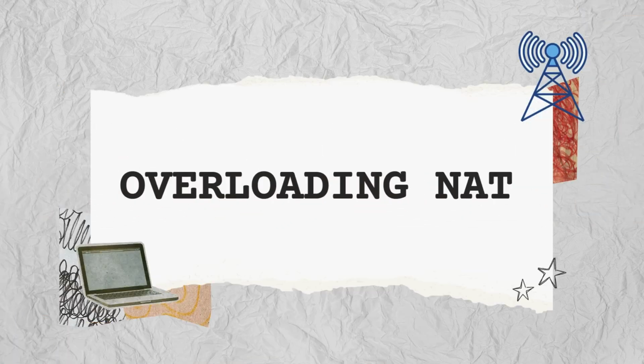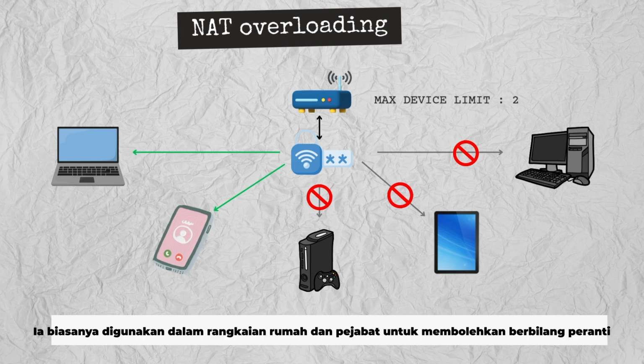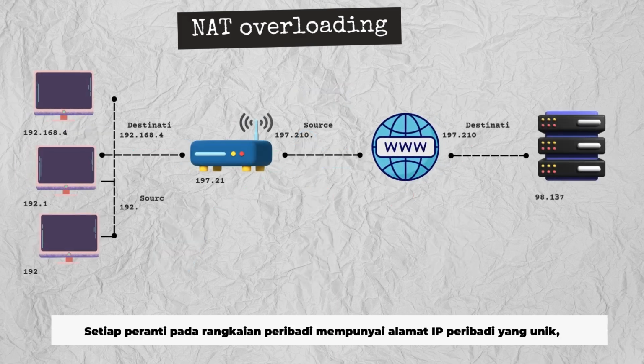Next is NAT overloading, which allows multiple devices on a local network to share a single public IP address. It is commonly used in home and office networks to enable multiple devices to access the internet while conserving public IP addresses. Each device on a private network has a unique private IP address.